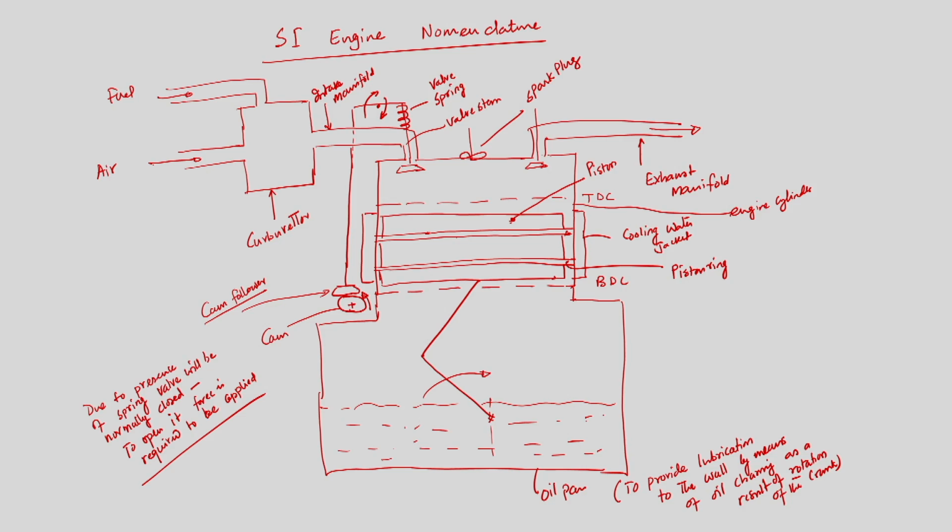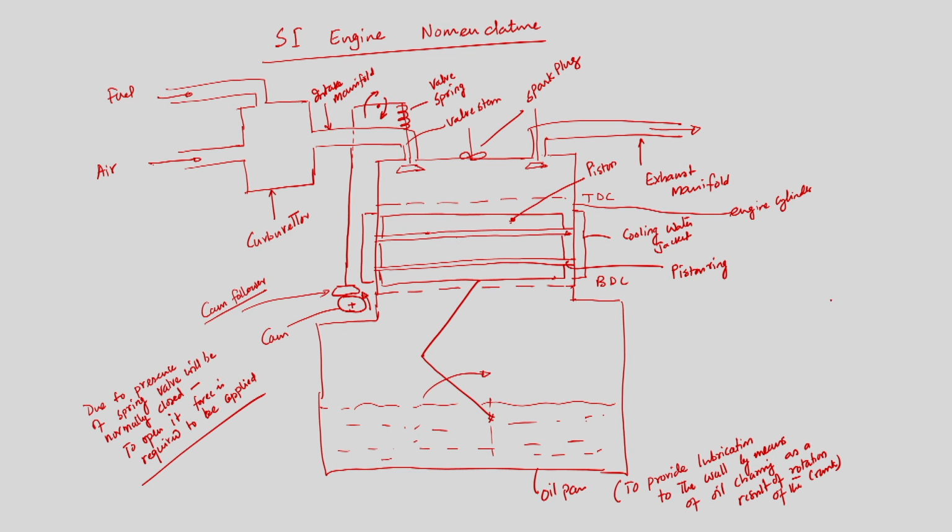And the cooling water jacket is provided only to cool the engine cylinder, because upon combustion there will be excessive heat generation and that will increase the temperature of the engine cylinder. So we need to supply some coolant to bring the temperature of the engine cylinder to a level so that there should not be any thermal crack, or the engine cylinder life will increase. And the oil pan is provided to supply lubricants by means of oil churning because of the rotation of the crank. This is what.